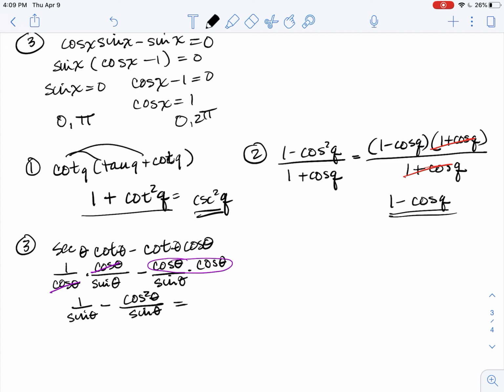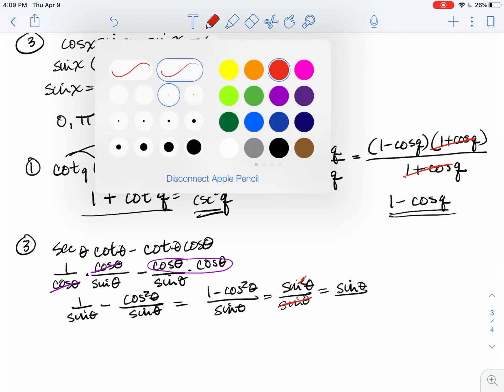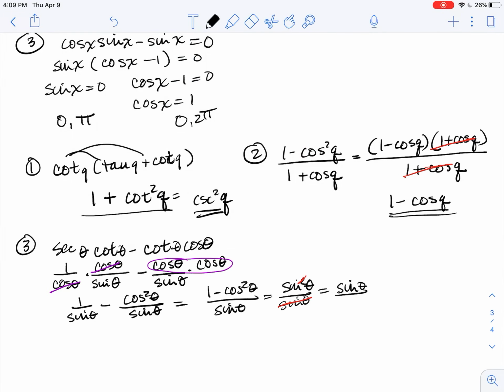So I've got 1 over sine minus cosine squared over sine. This looks good because I have common denominator and I can put that all over sine. And I have 1 minus cosine squared. Oh, I went the right way. So this is sine squared, that's your Pythagorean, over sine, which is just sine when you cancel one of them. So we did go the right way, but sometimes you just don't know.